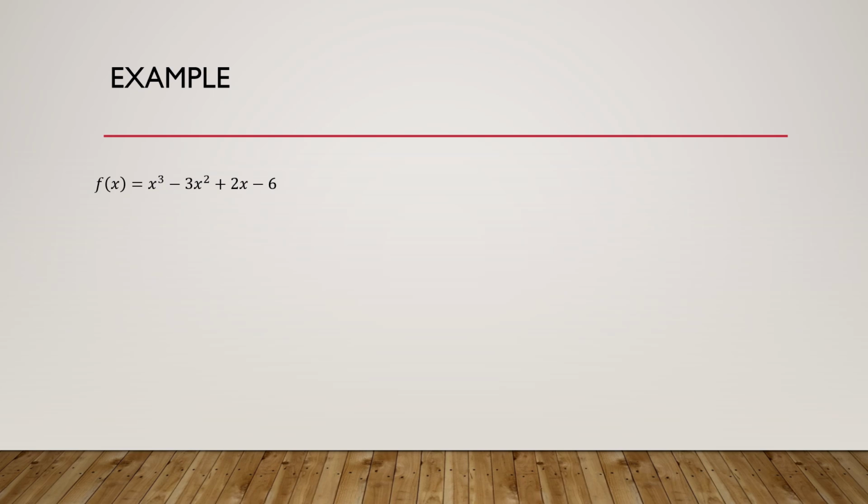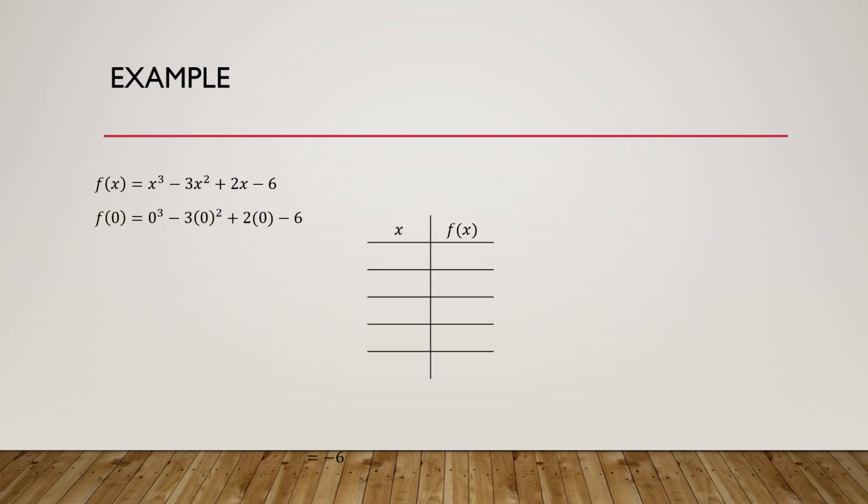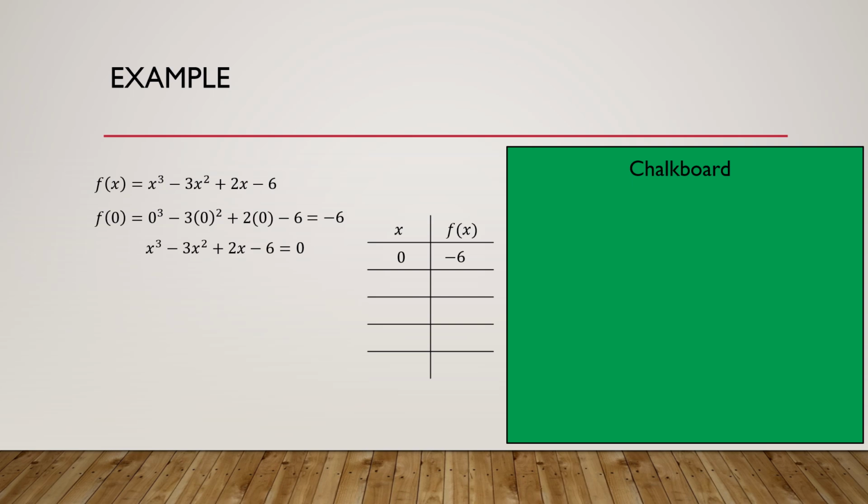As an example, let's evaluate the polynomial function f of x is equal to x cubed minus 3x squared plus 2x minus 6. As a third-degree polynomial, we can expect three complex zeros, at least one of which must be a real zero. As before, we can arrive at the y-intercept by solving for f of 0, which equals -6. To find x-intercepts, we set the function equal to 0. Possible rational zeros can be found by evaluating the constant term 6 over the leading coefficient 1, which gives us possible rational zeros of 1, -1, 2, -2, 3, -3, 6, and -6.